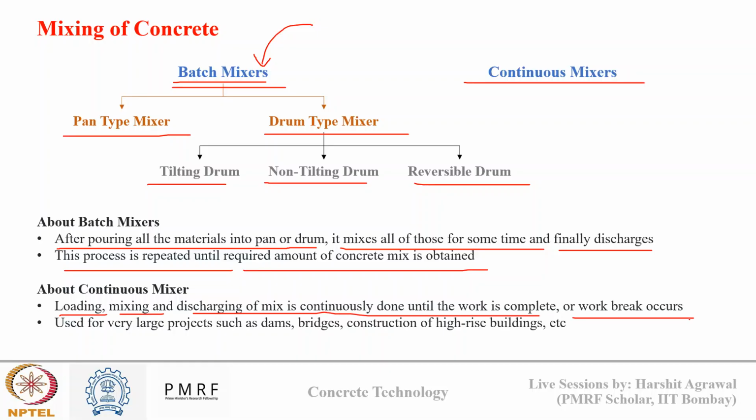While in a continuous mixer, loading, mixing, and discharging of mix is done continuously until the work is completed or a work break occurs. It is used for large scale projects like dams, bridges, and construction of high rise buildings. So in this, materials are poured from the top, mixing is going on, and material is taken away from the mixer, and this process is continuous until the work is completed or there is some work break taken.